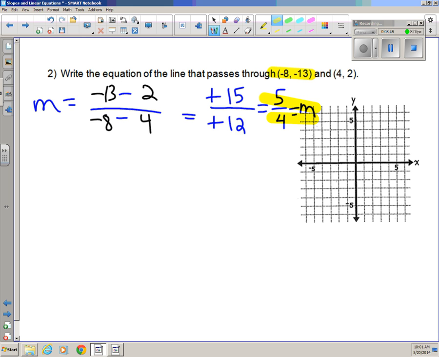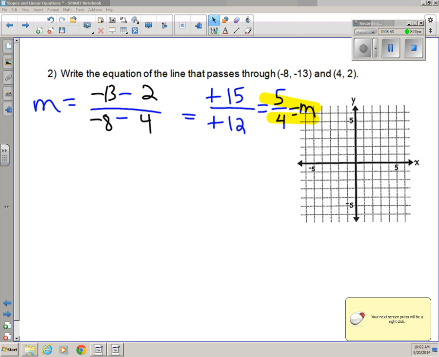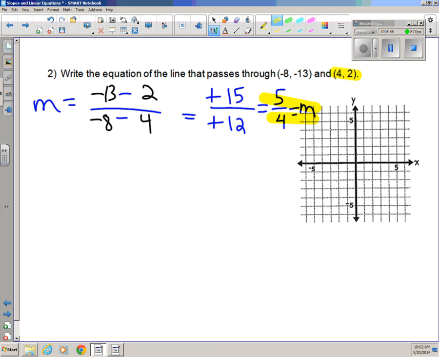So this time, actually, I don't want to use that point for my x1 and y1 because it's got all those negatives in it. I'm actually going to choose (4, 2) for my x1 and y1. So the equation of the line looks like this. Y minus equals x minus. I'm going to dump in my y1, which is 2. I'm going to dump in my slope, which is 5/4, and I'm going to dump in my x1, which is 4.